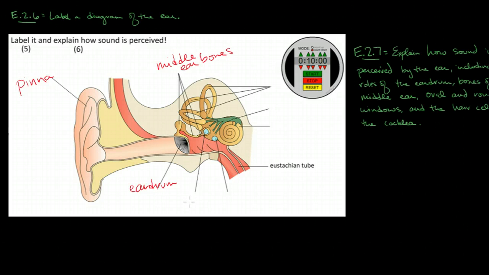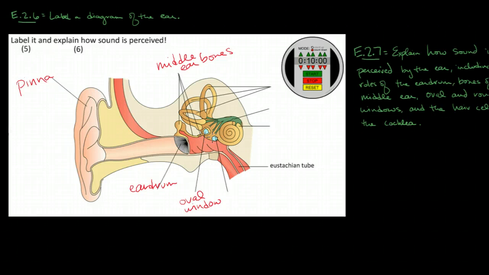Let me just make sure. Yeah, the oval window. Just had to make sure it wasn't the round window. The oval window looks more oval than that one, I guess.